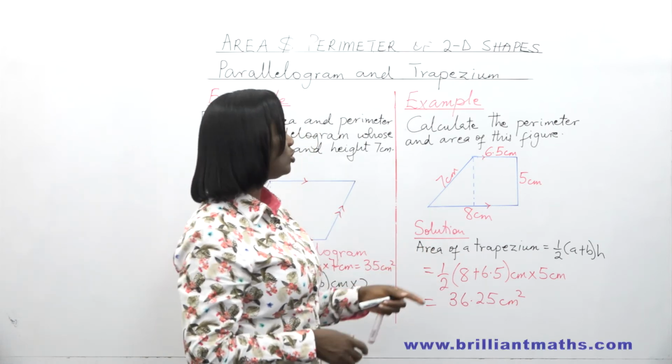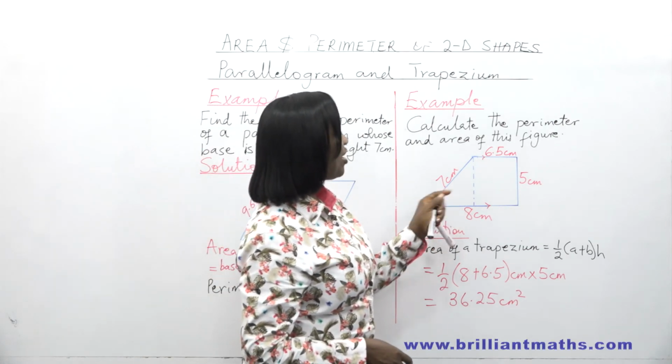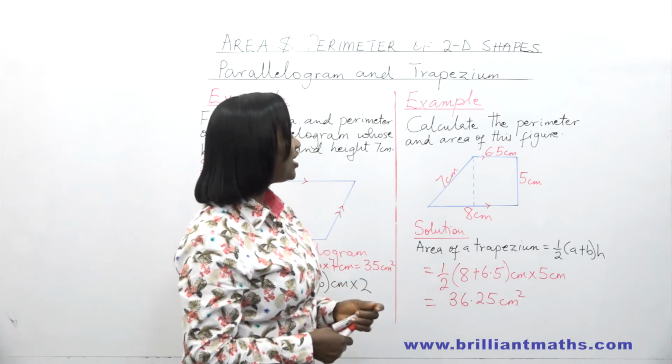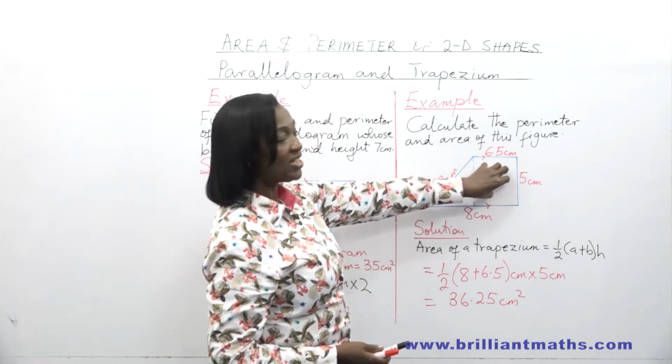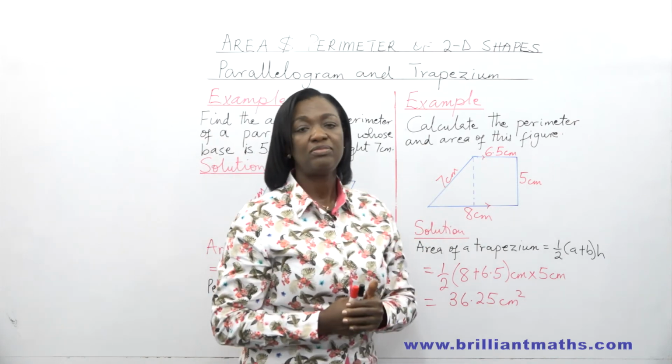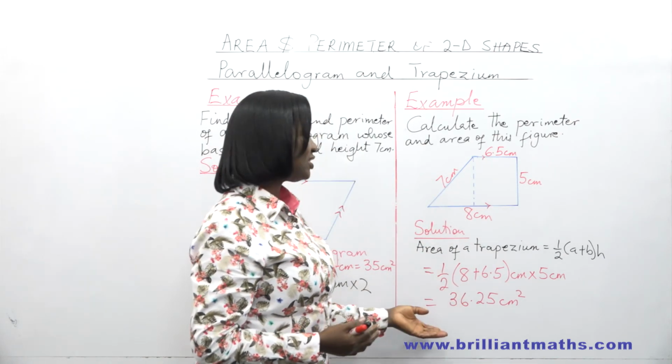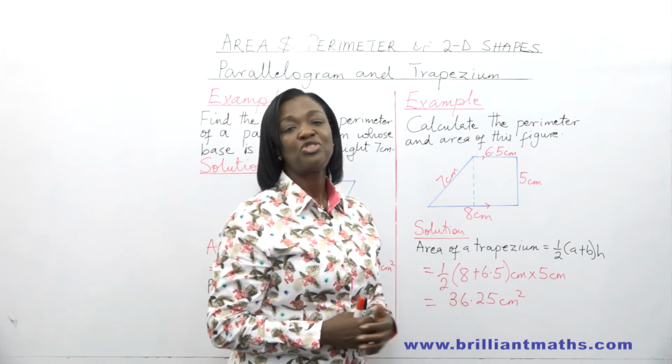I'd want you to try out the area of this shape by finding the area of the triangle and finding the area of the rectangle and then adding both of them together. You'll discover that the answer is the same. Do try it out.